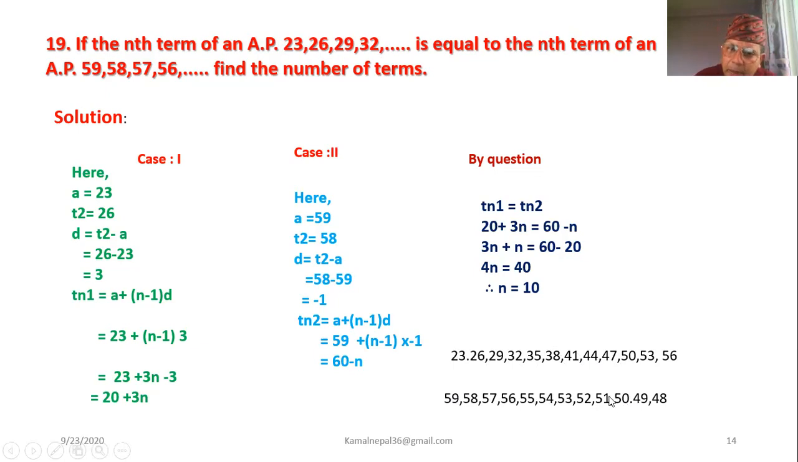In the 10th term, there is 50. Here also: 1, 2, 3, 4, 5, 6, 7, 8, 9, 10, 50. Both are equal. So both 10th terms are equal. So this question is an example of this one. So you can understand from this example also. So don't forget, you can practice more of these questions.